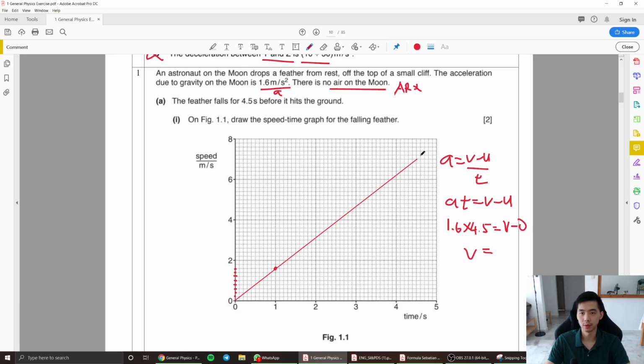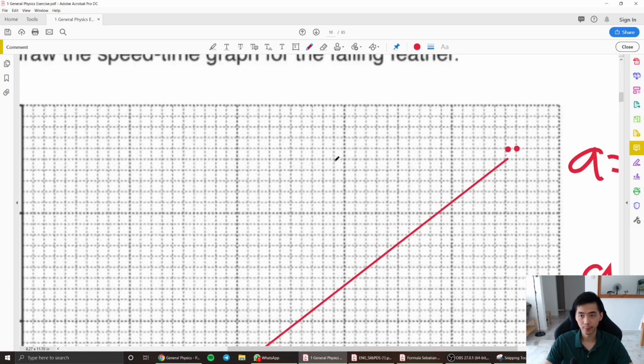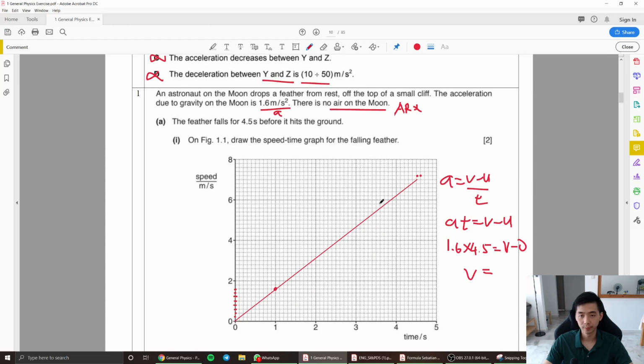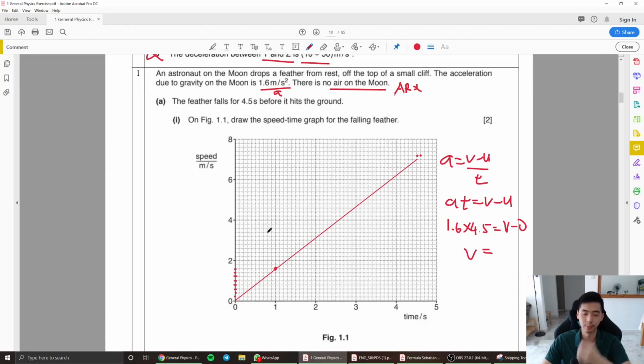Oh, here. It should be continued. 1, 2, 3, 4, 5. Yeah, if you draw in a straight line, it would have been correct. But anyhow, it's supposed to end somewhere around 7.2. It should end somewhere around 7.2, which is somewhere around here. Okay, just draw your straight line properly.